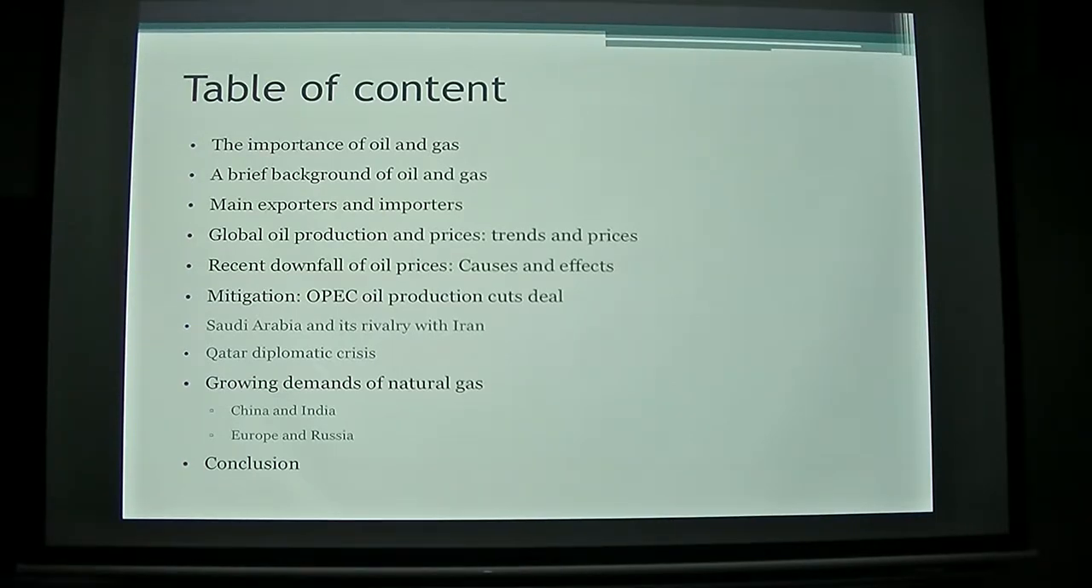In some other countries, such as in the Middle East, how oil prices used to affect them. I will also be talking about some other countries, such as China and India, Europe and Russia, that is related with gas.